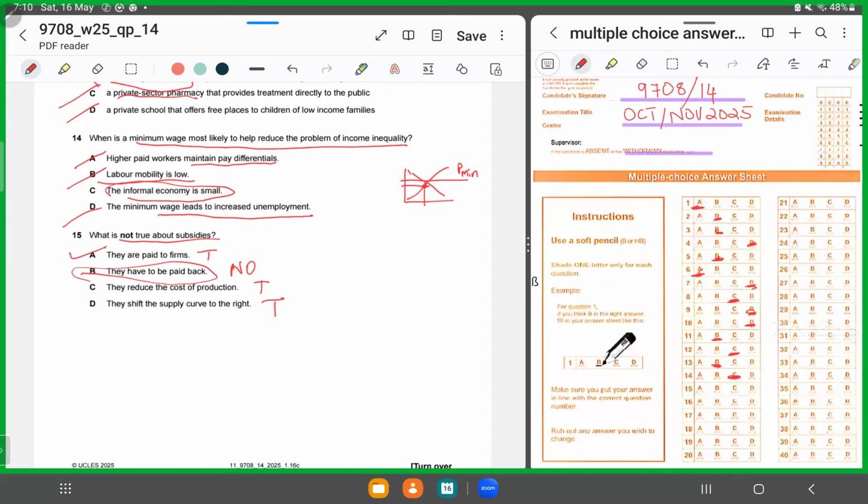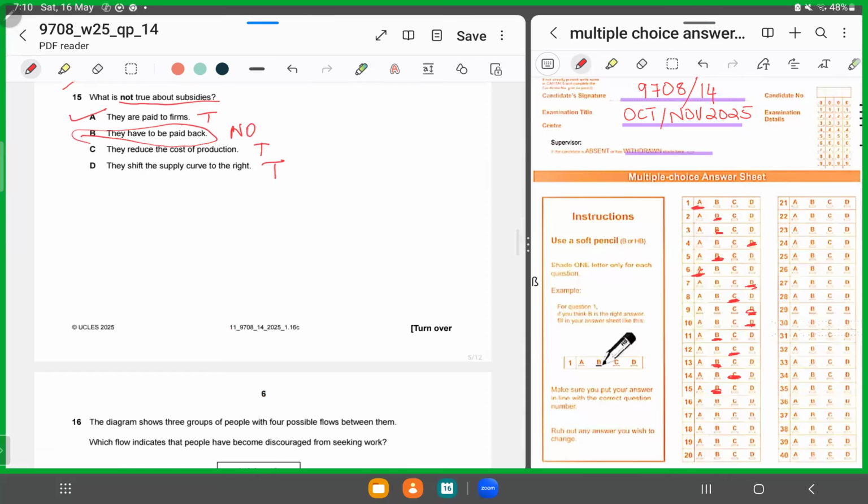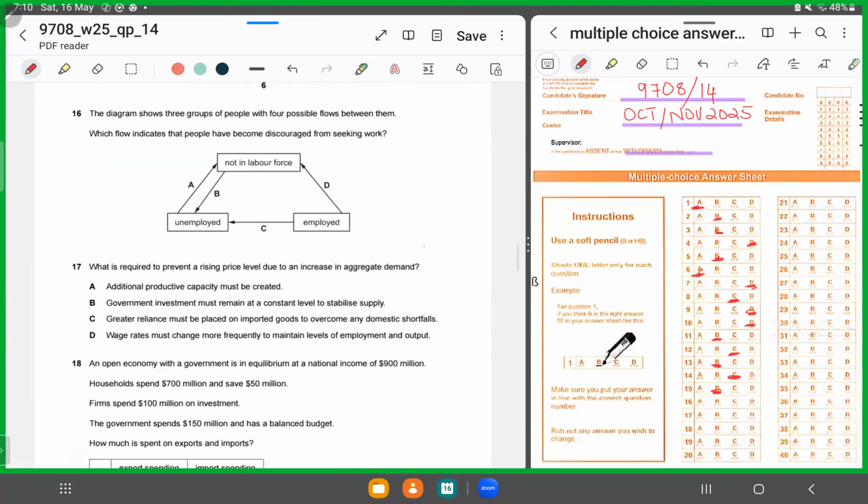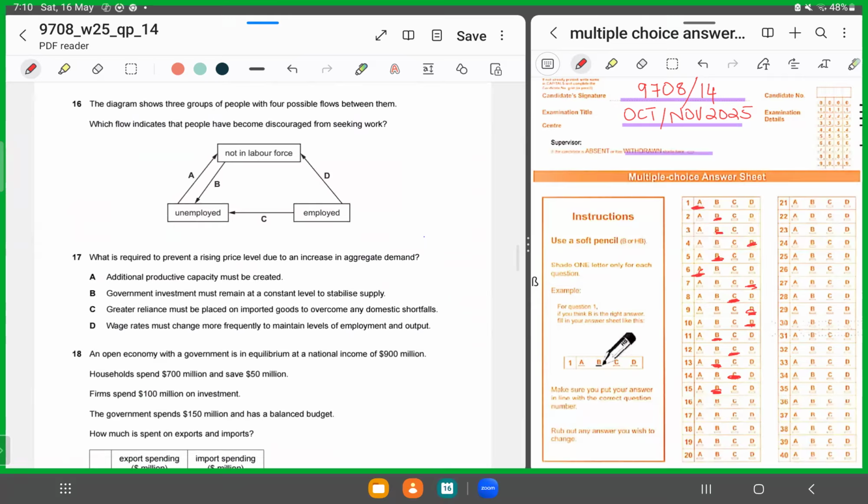Get it? So for 15, we'll shade in B. You see, at times the questions are very simple, but then they are phrased in such a way that you get tricked. For a moment, you would then choose the incorrect answer. So it's always wise to reread the question. All right, now moving forward, MCQ number 16.